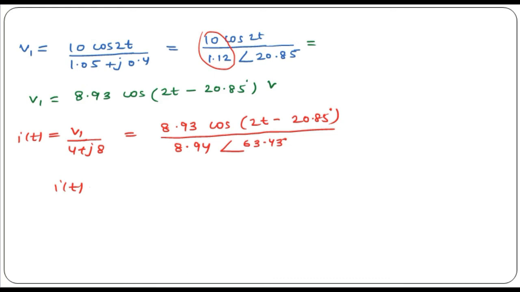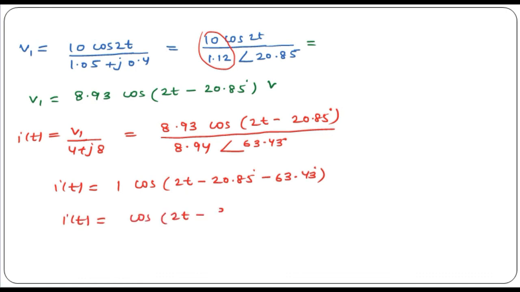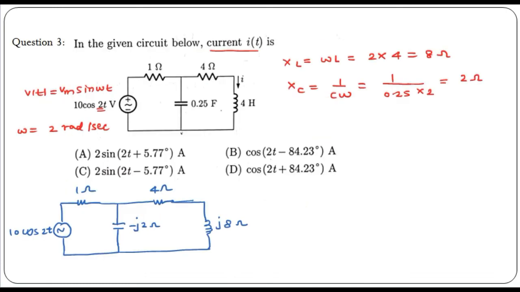Okay, so for this I of t current, 8.93 and 8.94 are nearly equal, so it is 1 into cos of 2t minus 20.85, and this will become minus 63.43. So this I of t current is cos of 2t minus 84.23 degrees. This is the current flowing through this branch, which matches the option cos of 2t minus 84.23, that is option B.